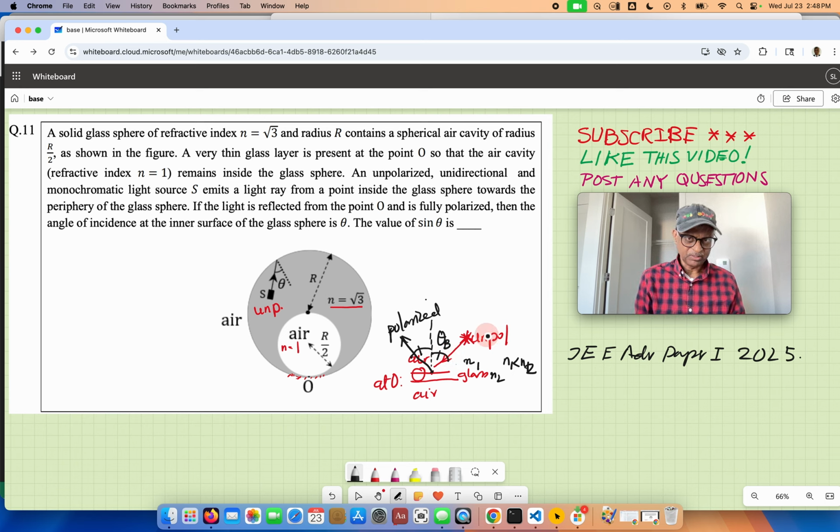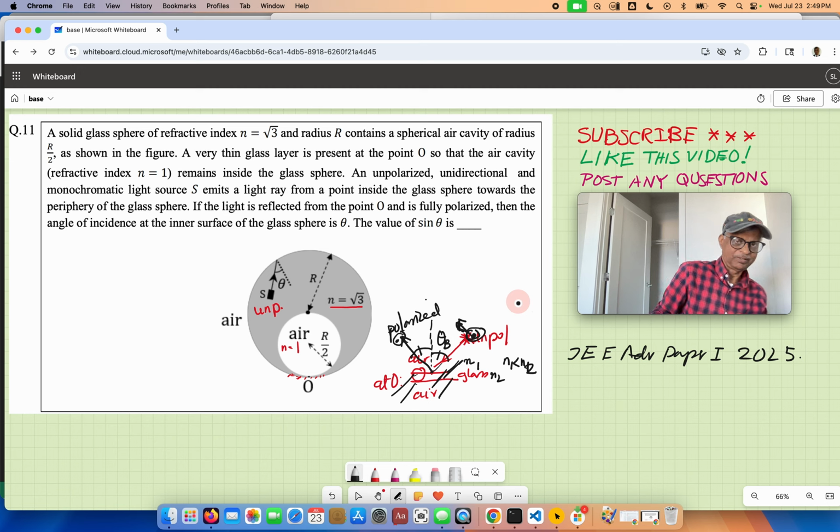Polarized means the polarization can be perpendicular to the plane or in the plane. So this is the air, and this is the glass. The polarization parallel to the glass surface is this one, and when it works out like that, it usually will come back parallel. I think that's where it is.